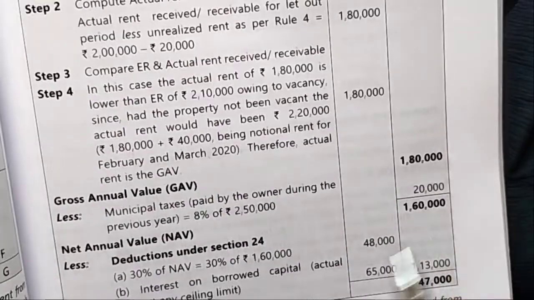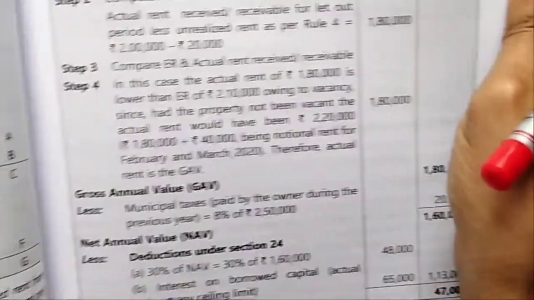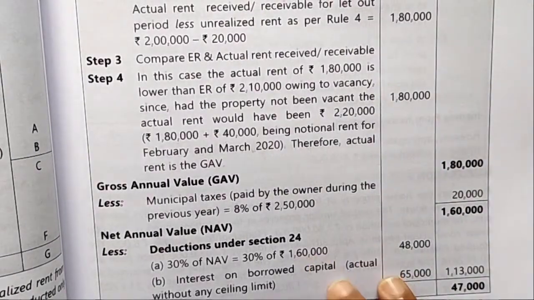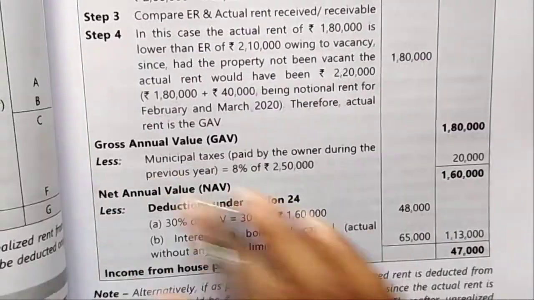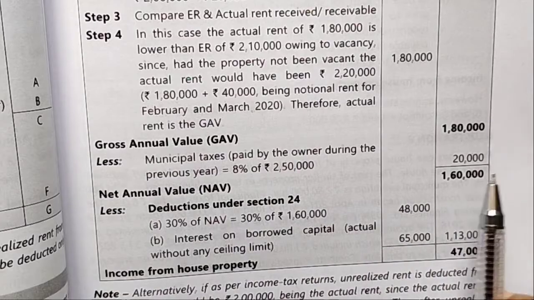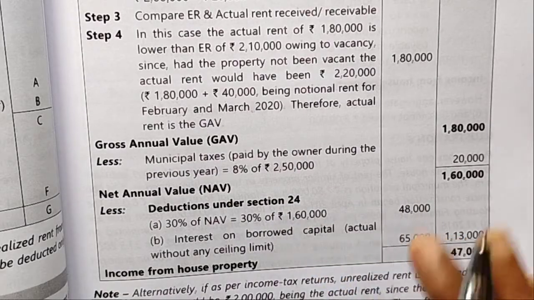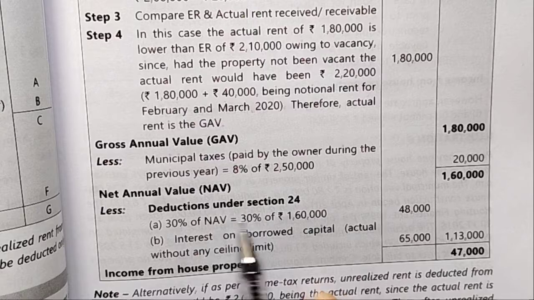Now from 1,80,000 we have to deduct the municipal tax paid, and it is given in the question that municipal tax paid is 8% of municipal valuation. Municipal valuation is 2,50,000, so 2,50,000 into 8% is 20,000 rupees. After deducting that, we get the net annual value, that is 1,60,000.